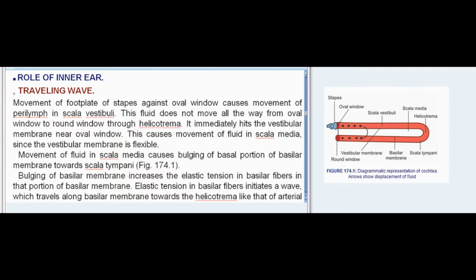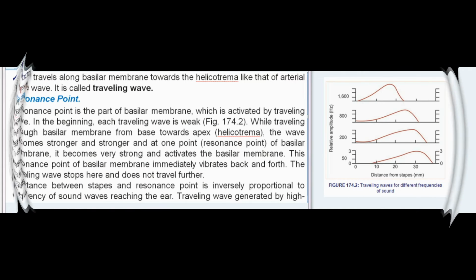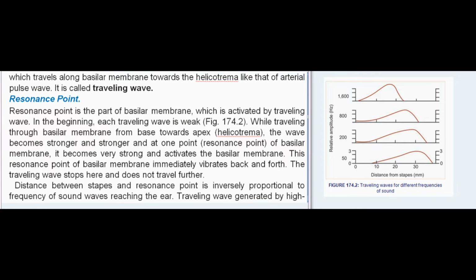Movement of fluid in scala media causes bulging of basal portion of basilar membrane towards scala tympani, Fig. 174.1. Bulging of basilar membrane increases the elastic tension in basilar fibers in that portion of basilar membrane. Elastic tension in basilar fibers initiates a wave, which travels along basilar membrane towards the helicotrema like that of arterial pulse wave. It is called traveling wave.